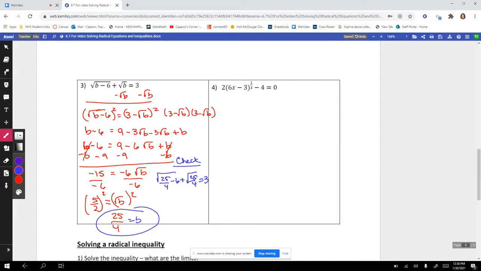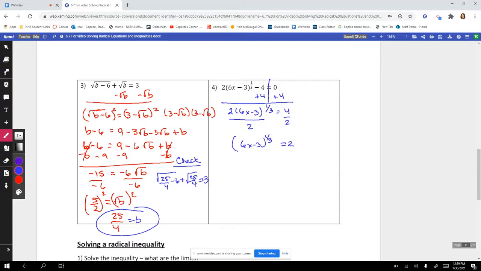Okay, so let's take a look at our next one. We now are working with the third root. Again, here's my wall. Remember, I want to try to isolate my radical, so I'm going to bring that to the other side. So I have 2 times (6x - 3) raised to the third power equals 4. Divide both sides by 2, and I have (6x - 3) raised to the 1/3 power is equal to 2.